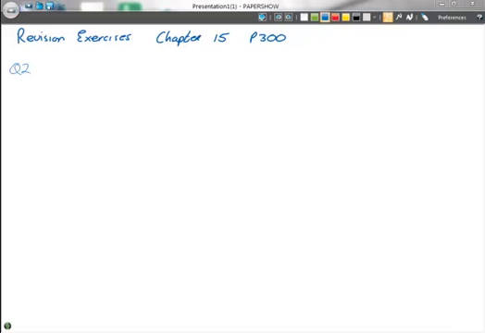Right, question 2. So question 2a, they're all simultaneous equations. So your first question is x minus 3y is equal to 9 and 5x minus 11y is equal to 35.